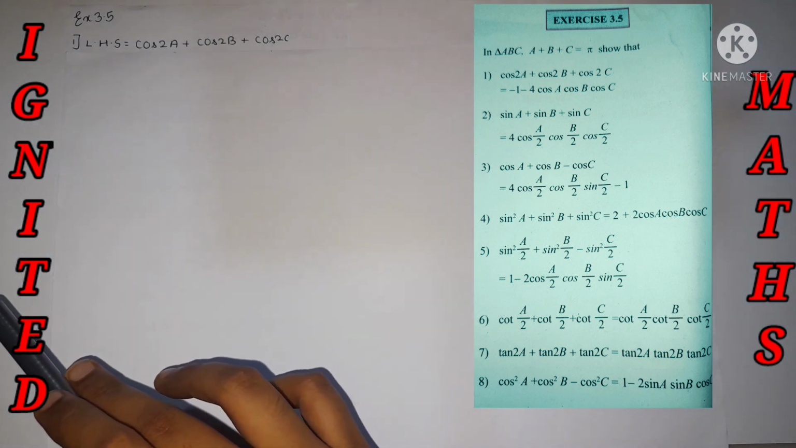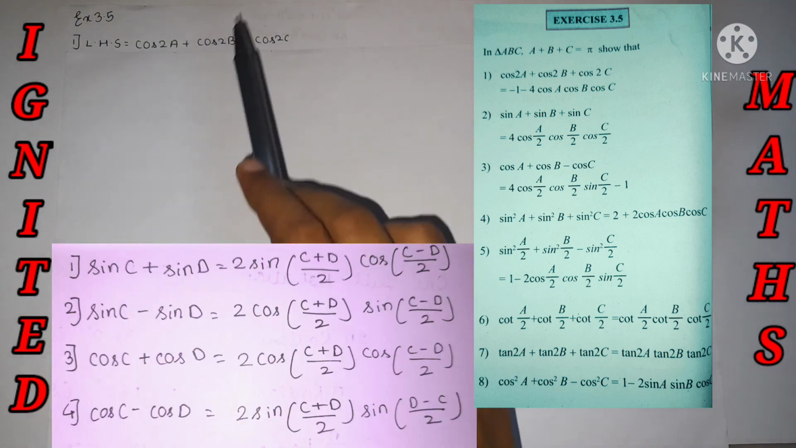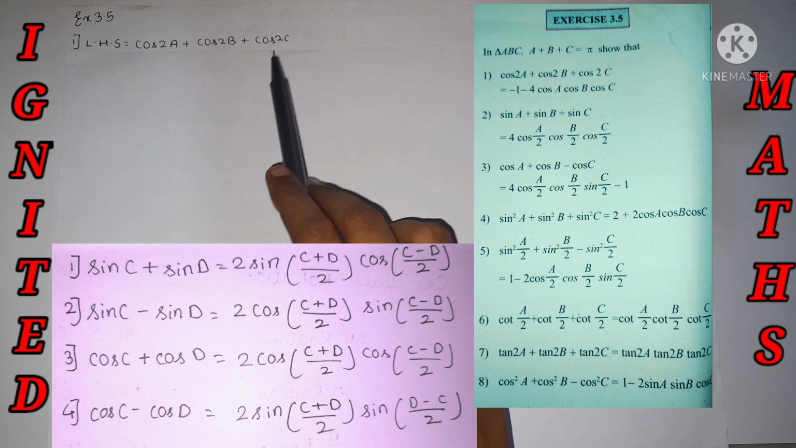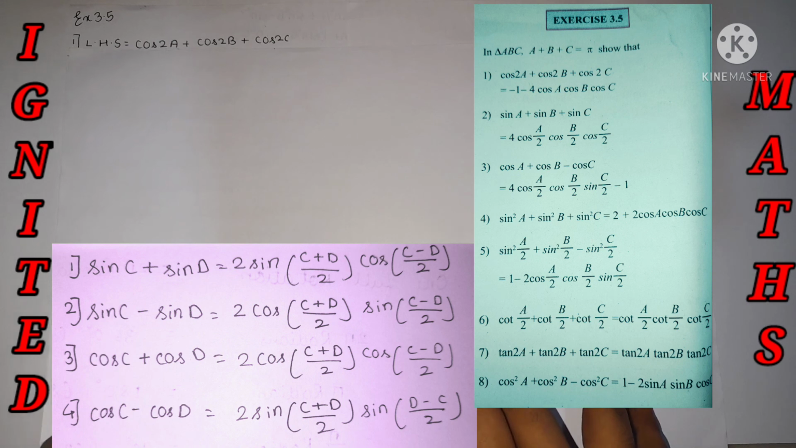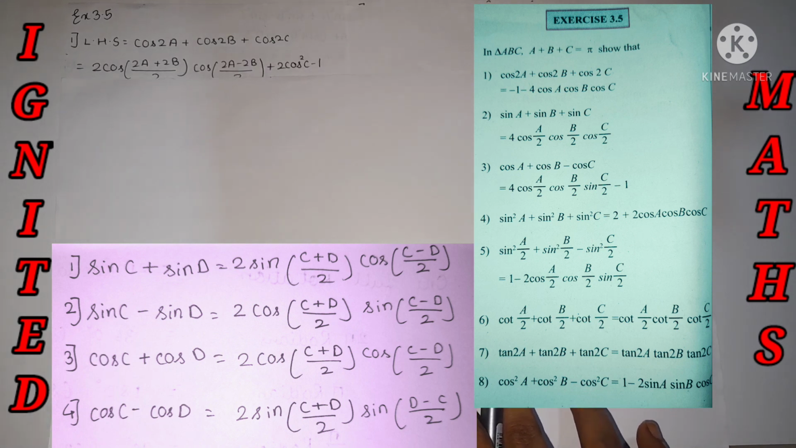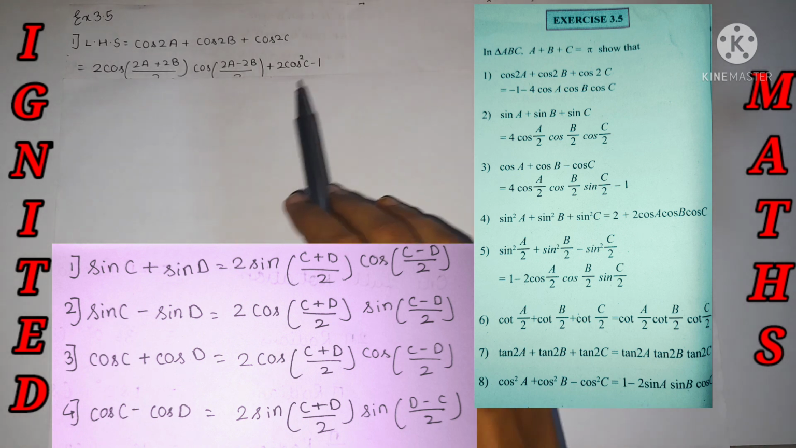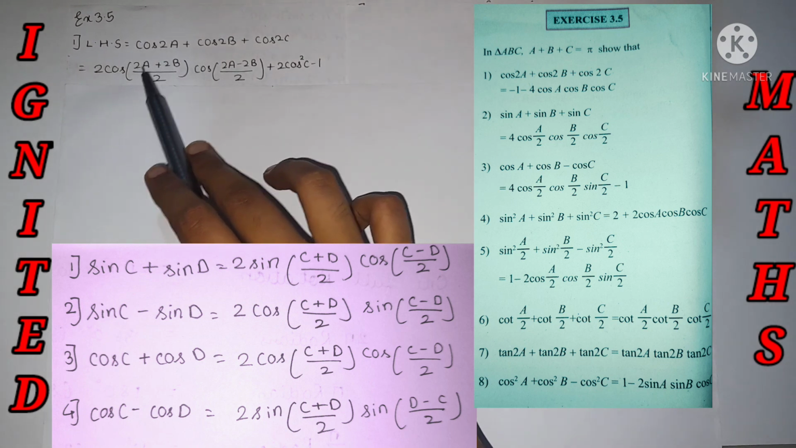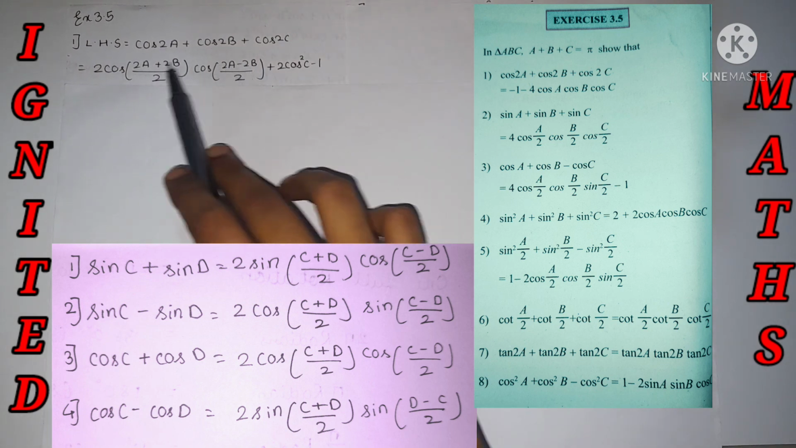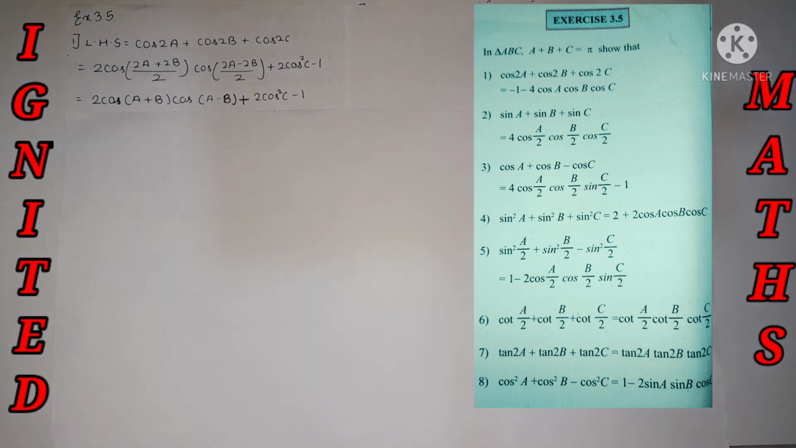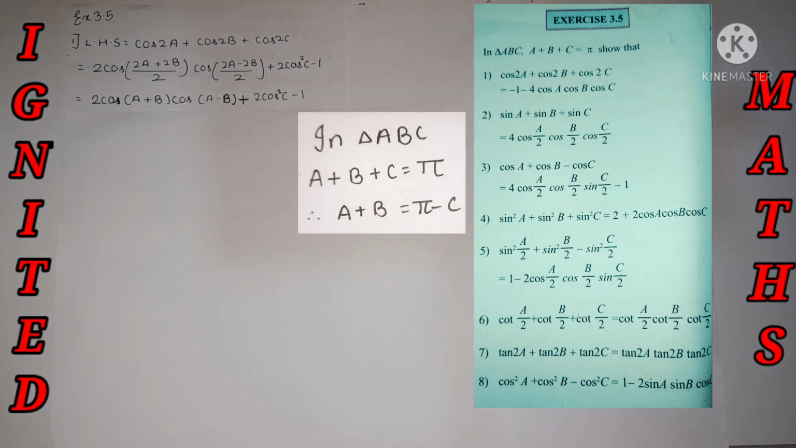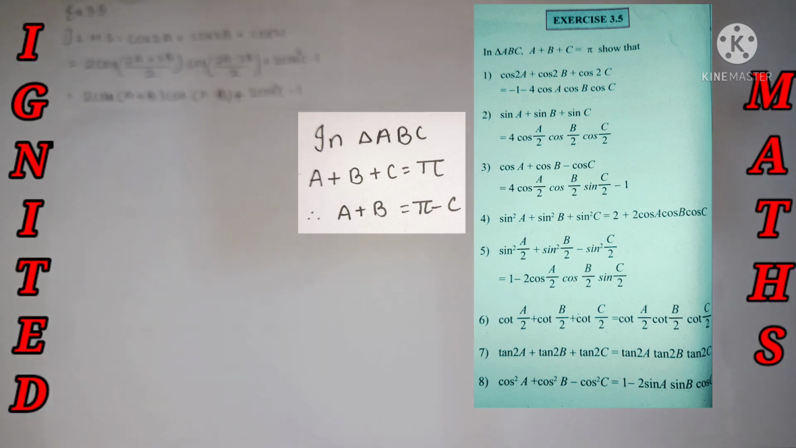Yes, on the right hand side I have displayed all the formulas listed. And cos 2 theta is nothing but 2 cos square theta minus 1. Just put the formula accordingly. Yes, I have used it. Over here, if we take 2 common, the 2 and 2 cancel out, and we will be getting the answer. So A plus B plus C is equal to pi, A plus B is equal to pi minus C.